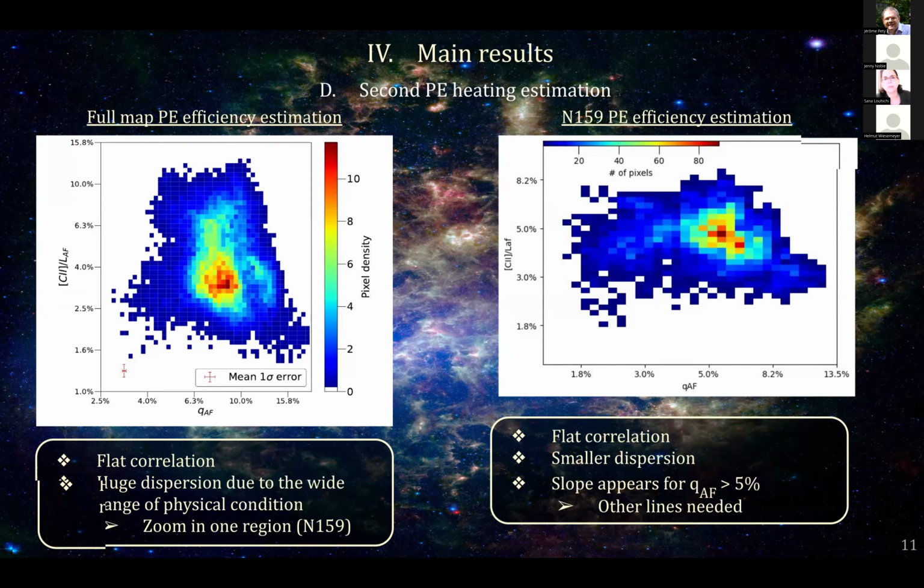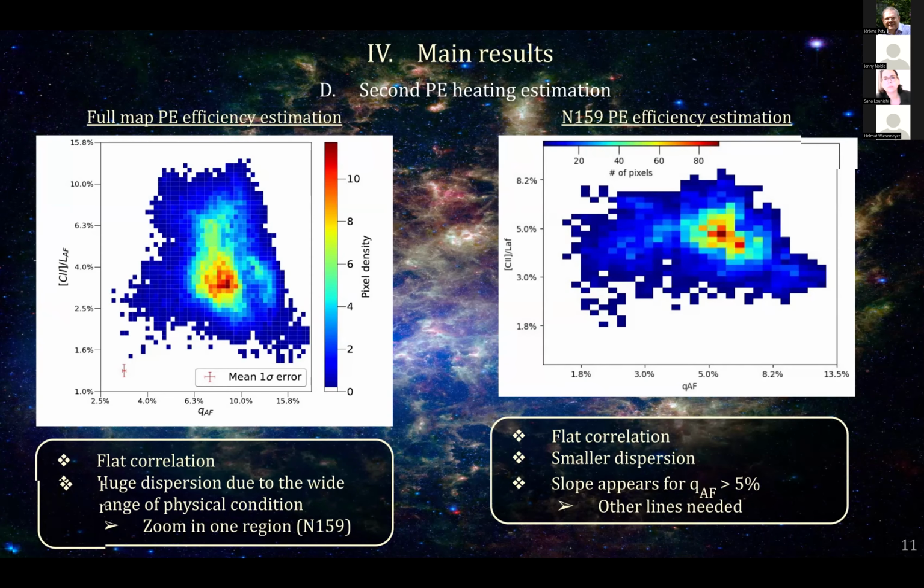I mentioned at the beginning of my talk that the C+ traces the cooling of the gas linked to the photoelectric effect, but only in the neutral and atomic region. But in fact, we also detect C+ from ionized and molecular medium. So we wanted to get rid of this contamination in our estimation.